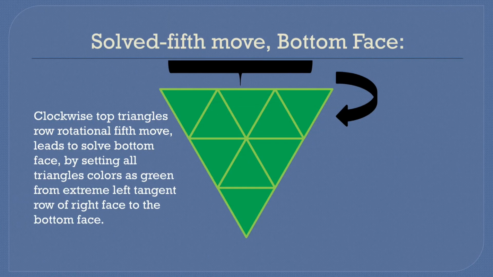The fifth clockwise top triangle's row rotational move solves the bottom face by setting all triangles to green, from the extreme left tangent row of the right face to the bottom face.